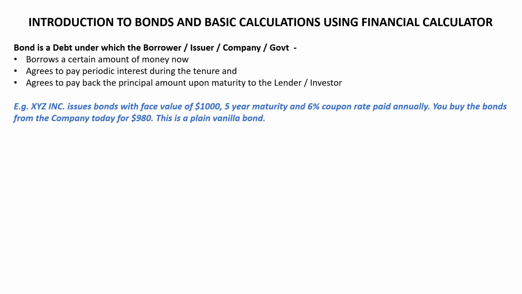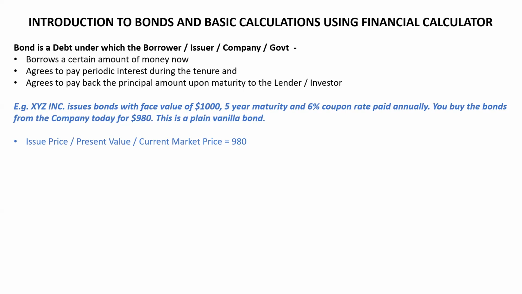So it's a form of debt under which the borrower, the issuer, the company or the government, is borrowing a certain amount of money today, and the company is agreeing to pay periodic interest during the tenure. So this is a 5-year bond. The company will pay you interest every year for the next 5 years. And upon maturity, the company or the government agrees to pay back the principal amount to the lender or the investor. So me and you, if we buy the bonds, we are the lender or the investor.